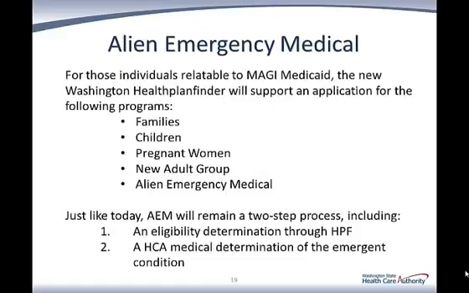For those individuals relatable to MAGI Medicaid, the new Washington Health Plan Finder will support an application for the following programs: families, children, pregnant women, new adult group, and alien emergency medical. Just like previously, AEM will remain a 2-step process, including an eligibility determination through Washington Health Plan Finder and a Health Care Authority medical determination of the emergent condition, which includes the client being sent a request for information letter for the return of medical evidence.